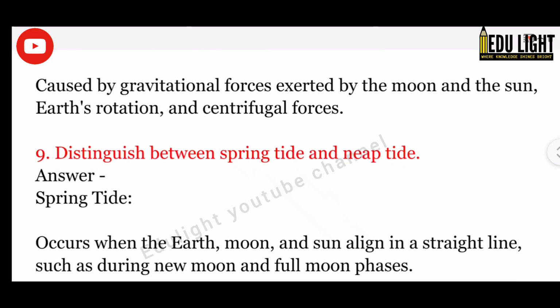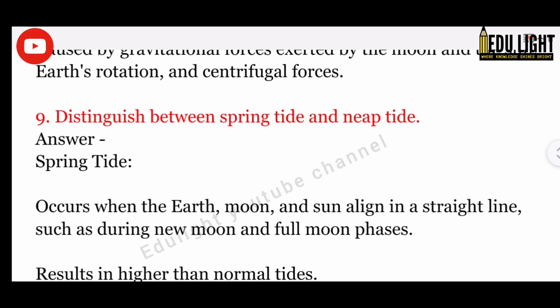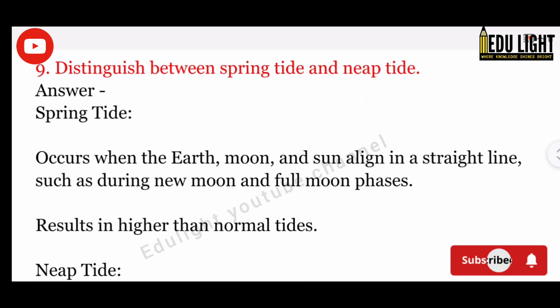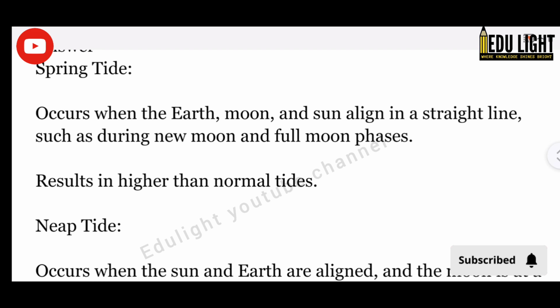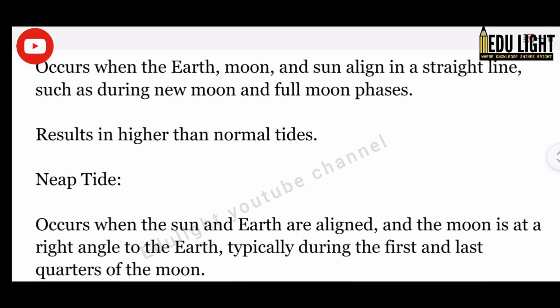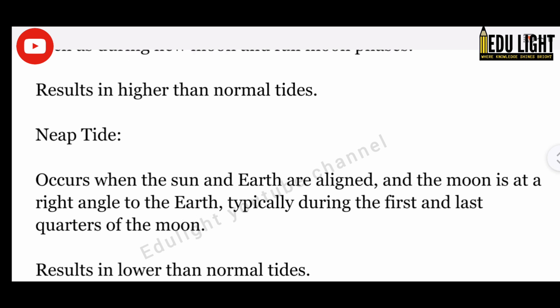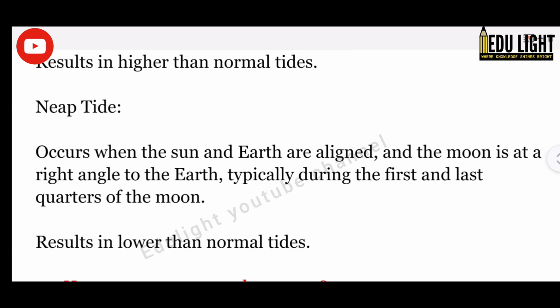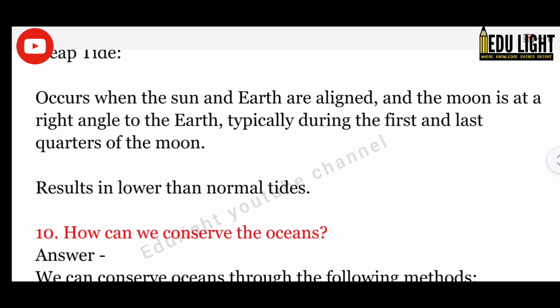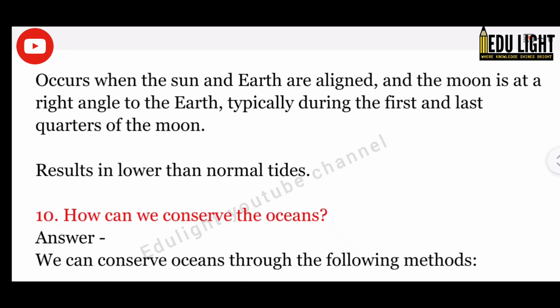9. Distinguish between spring tide and neap tide. Answer. Spring tide occurs when the Earth, moon, and sun align in a straight line, such as during new moon and full moon phases. Results in higher than normal tides. Neap tide occurs when the sun and earth are aligned and the moon is at a right angle to the earth, typically during the first and last quarters of the moon. Results in lower than normal tides.